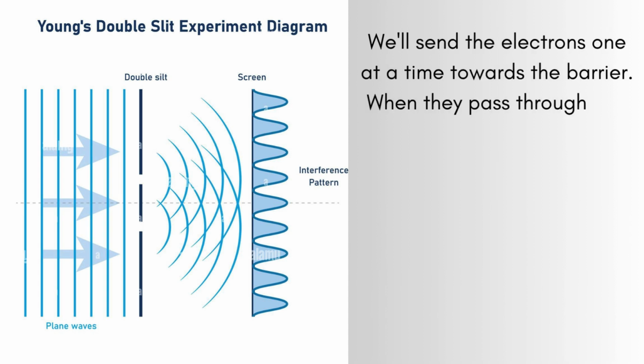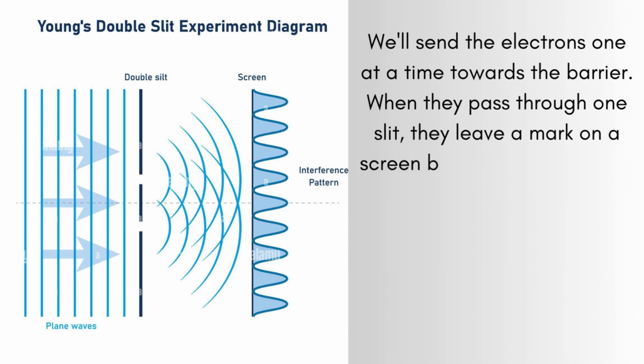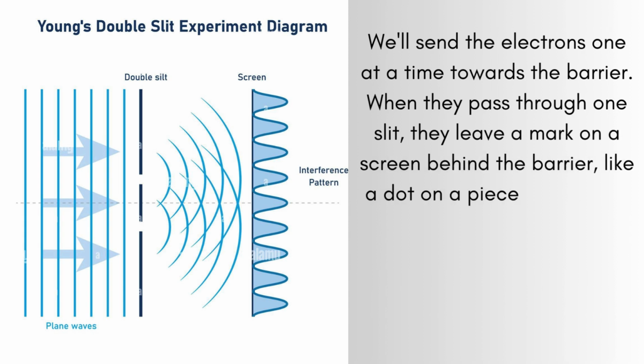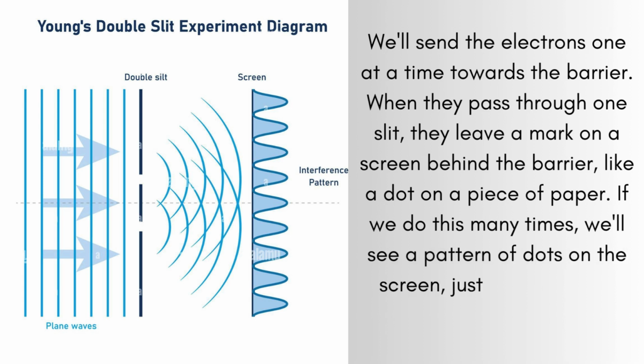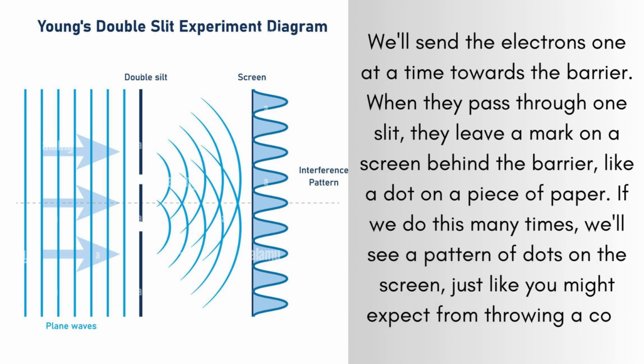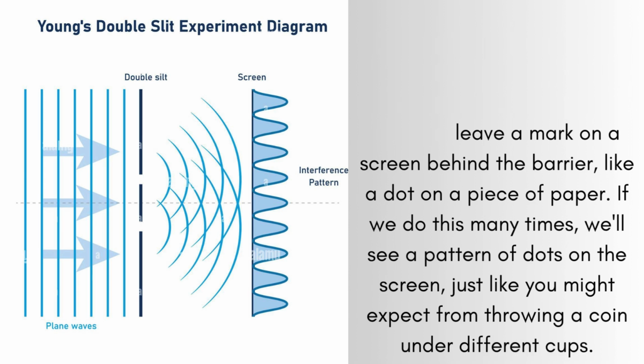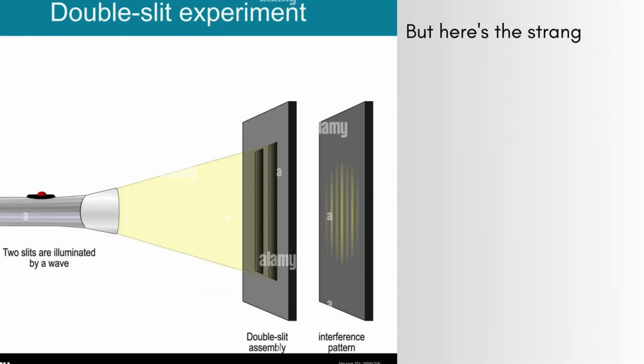When they pass through one slit, they leave a mark on a screen behind the barrier, like a dot on a piece of paper. If we do this many times, we'll see a pattern of dots on the screen, just like you might expect from throwing a coin under different cups. But here's the strange part.